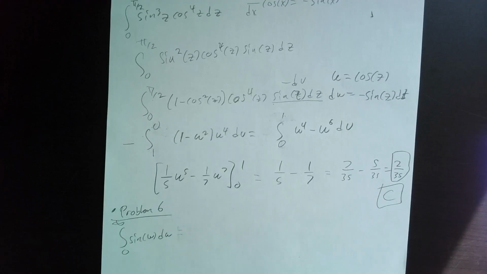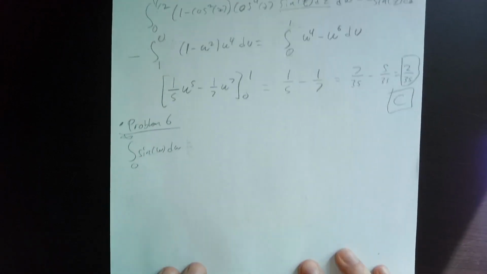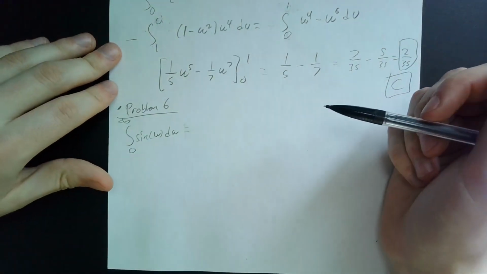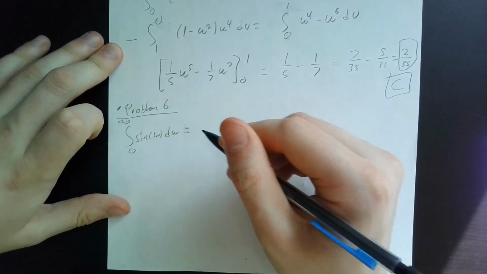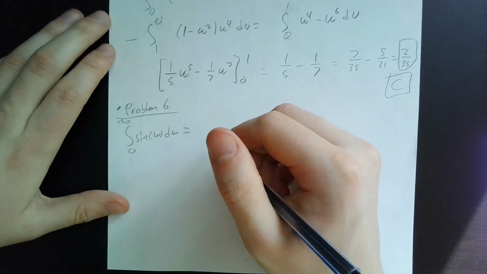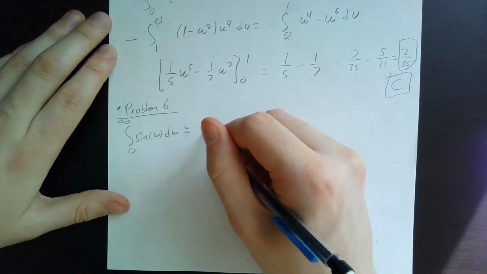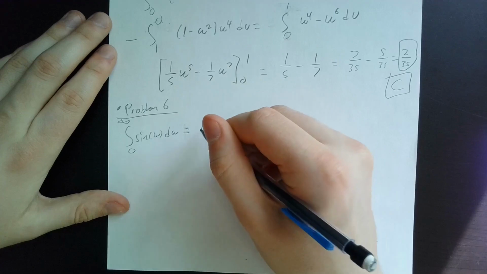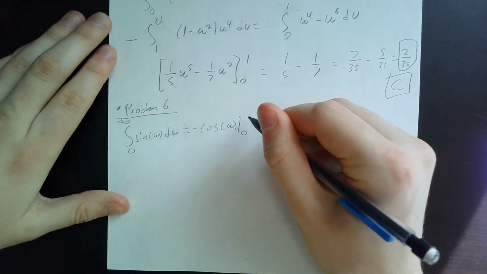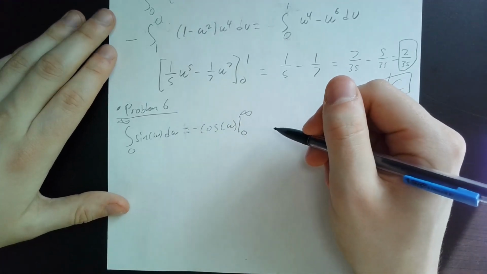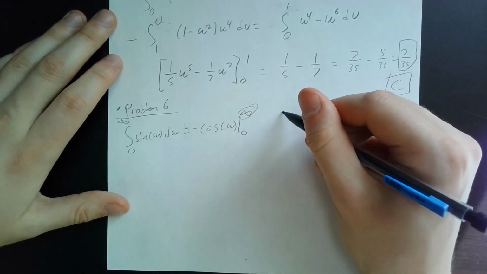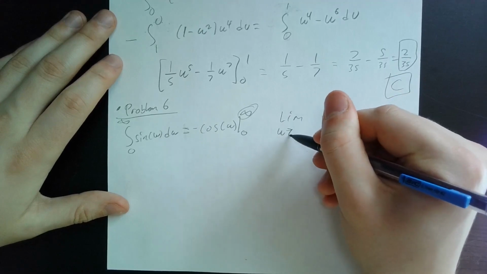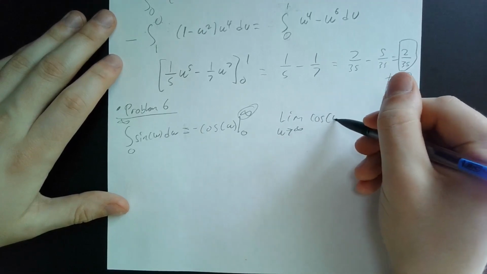Okie dokie. So now we're moving on to problem 6, and we want to know the value of this integral. So we're going from 0 to infinity, and we're integrating sine. So the first thing I want to do is actually just carry out the integral. So I know I'm going to get negative cosine of u, going from 0 to infinity. And really, the kicker here is this bound, right? So I want to ask myself, what's the limit as u goes to infinity of cosine?